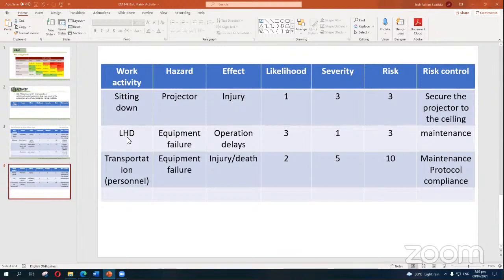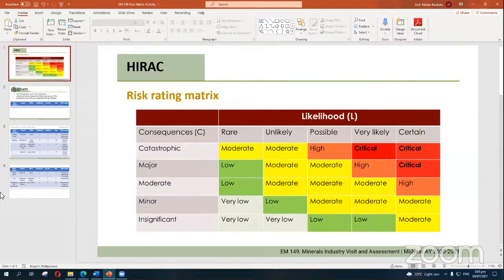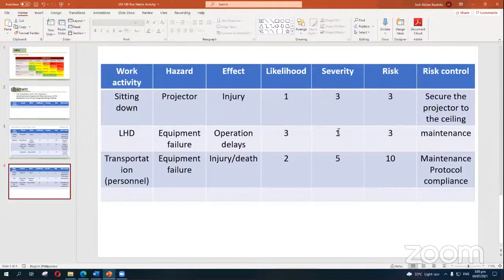Yung ito pong LHDs, yung sa ano naman, yung 1 less hazardous. So ang hazard niya is yun, equipment failure ng isang equipment natin. At yung pwede niyang effect ay magkaroon ng mga delays sa operation. At yung likelihood niya, ginawa namin 3, moderate, possible.